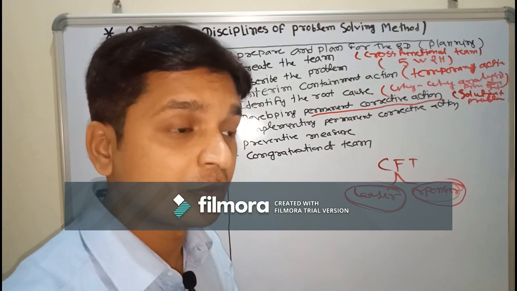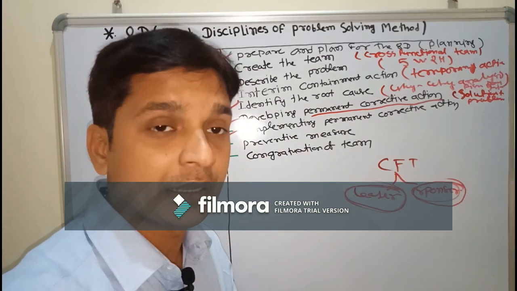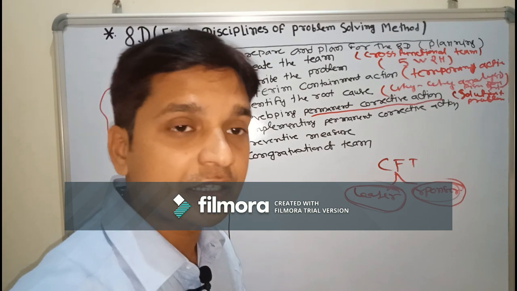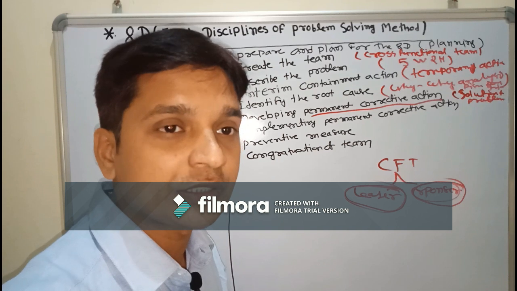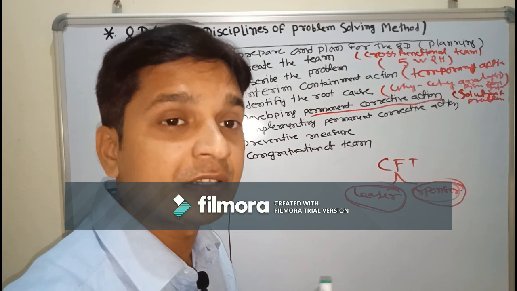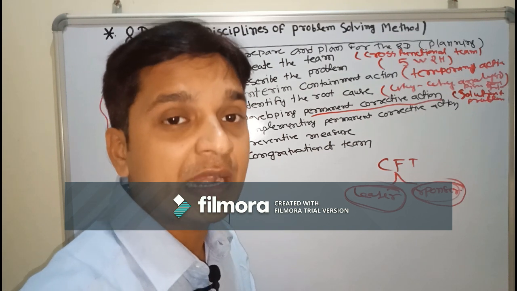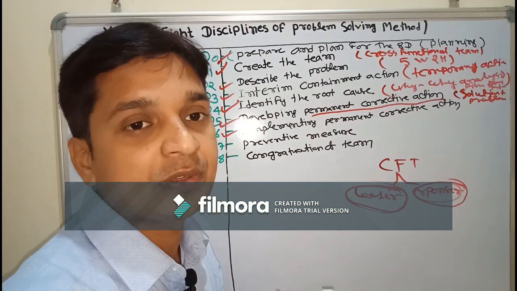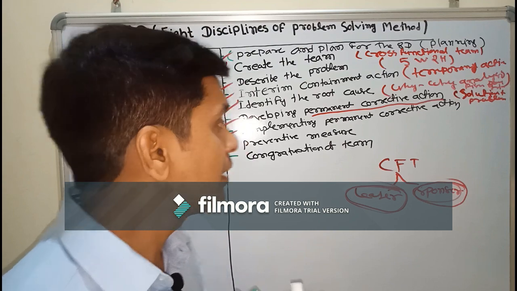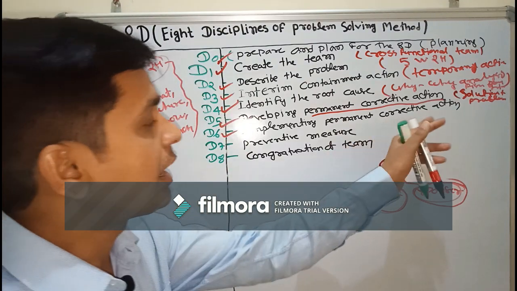You need to take some knowledge about your internal customers, your customer. If you change the process in any way, maybe a major defect, again a major defect will be generated. You have to validate the permanent corrective action. After validating it, you have to implement the permanent corrective action.